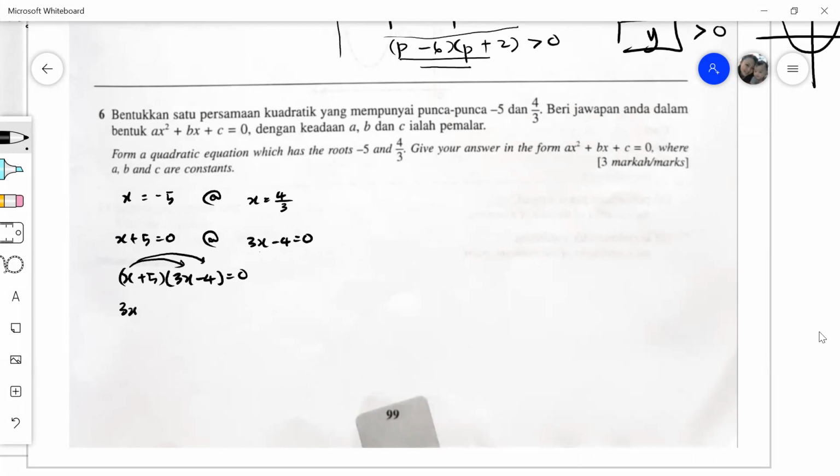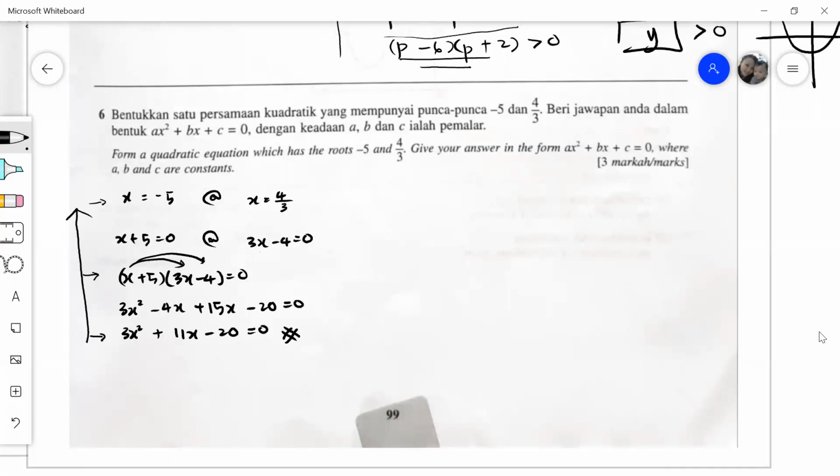So expand. We will have 3x squared minus 4x plus 15x minus 20 equals 0. So 3x squared plus 11x minus 20 equals 0. We got the answer right away. When we solve a quadratic equation, we work from here, then we factorize and get the answer. Teacher, this question is done already? Teacher, where can we get 3 marks?